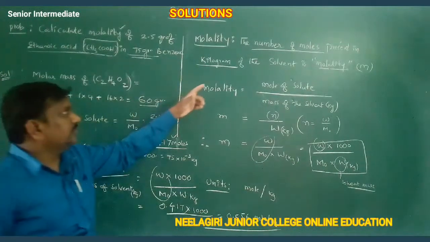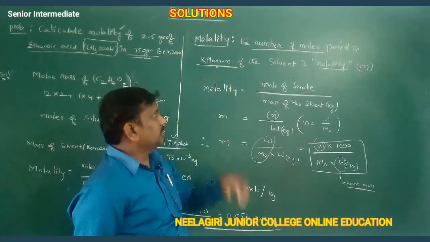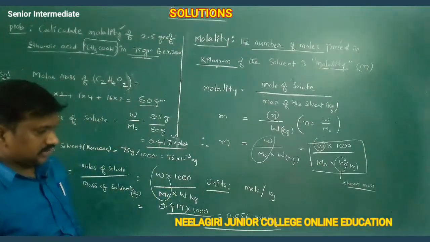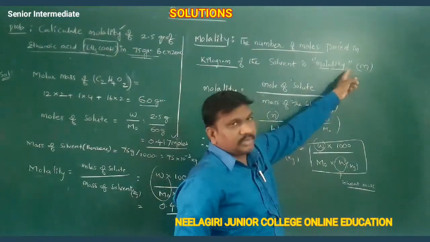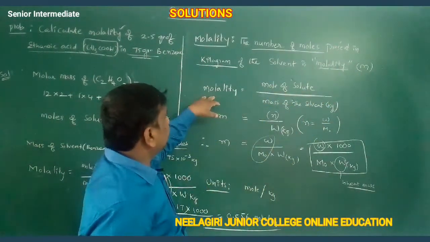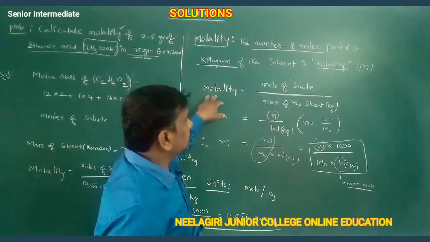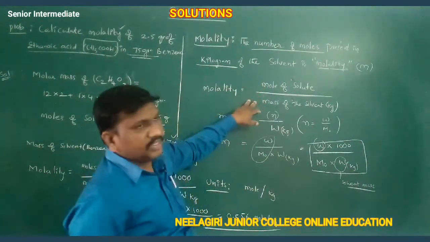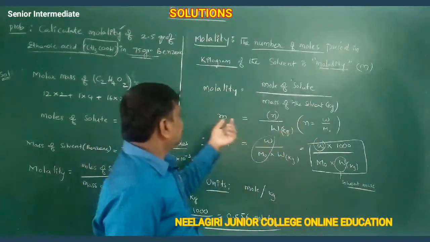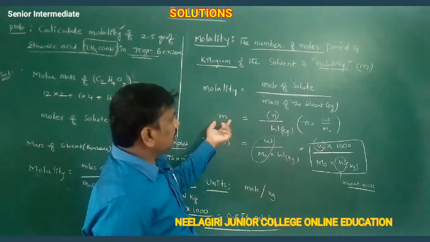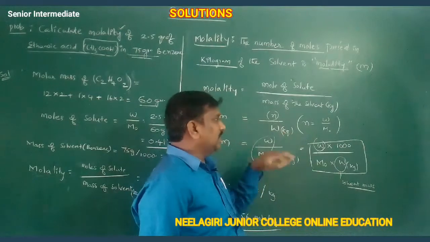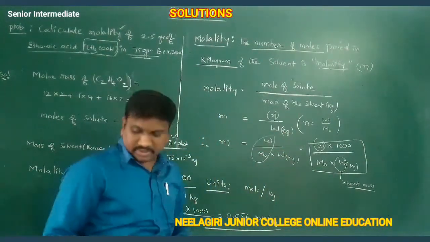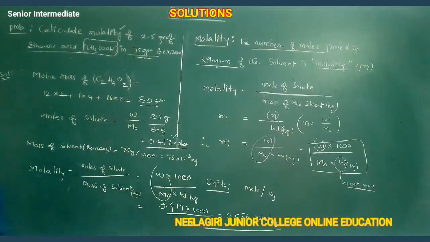So what is the definition for molarity? The number of moles present in kilogram of the solvent. It is denoted by small m. Mathematically, molarity is equal to moles of the solute by mass of the solvent in kg. Then molarity small m is equal to n by W, that is mass of the solvent in kg. Okay, so understand this one. Next we will move on to the next concentration term. So that is ppm.